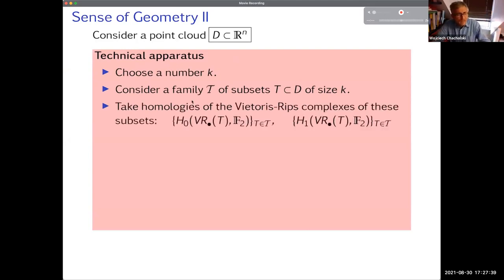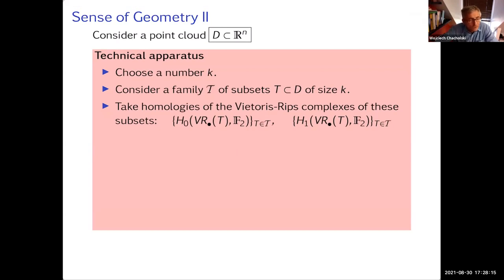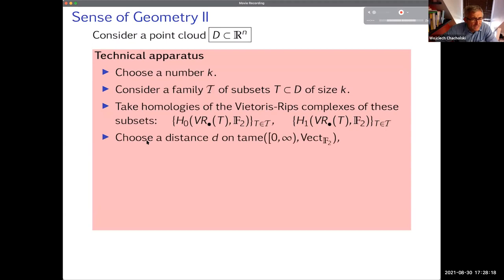Now, for each subset in my family, I will take the Vietoris-Rips complexes of these subsets. For example, if you take k equal 10, you take the homology of 10-point spaces. This is very fast to calculate. It's parallelizable, because you can do it at the same time for different subsets. Of course, if you take too many subsets, that might be a problem. And now we choose a distance on these parameterized vector spaces, given, for example, by a density.